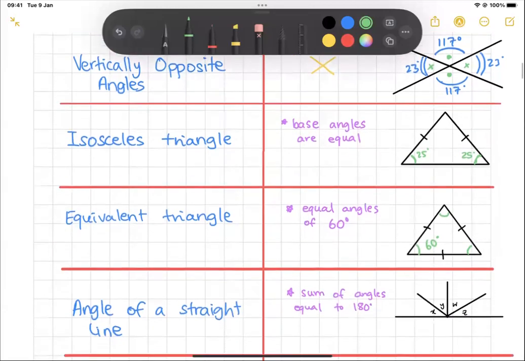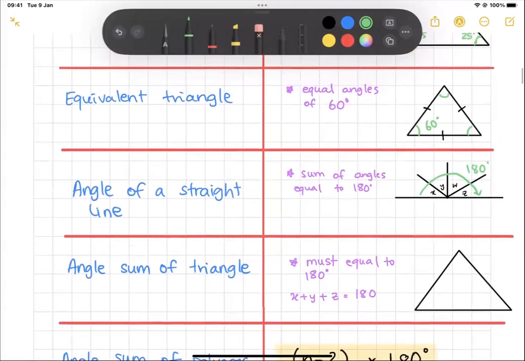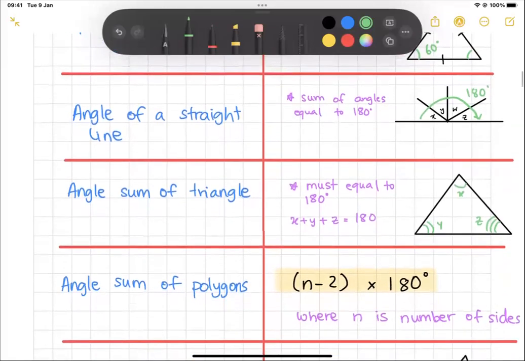Okay. The next one is the angle of a straight line. The angles on a straight line, we know that they must add up to 180, right? All these little angles must add up to 180. Okay. Next one is angle sum of a triangle. We just looked into that. If I have X, if I have Y, and if I have Z, all these three angles must equal 180.